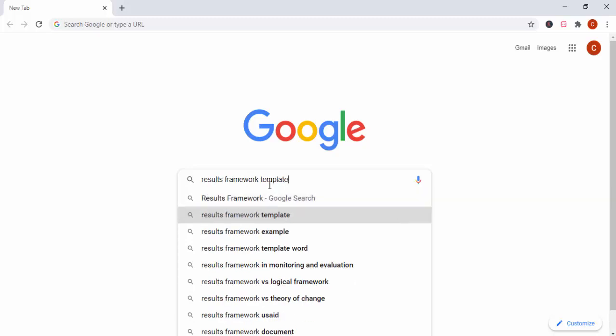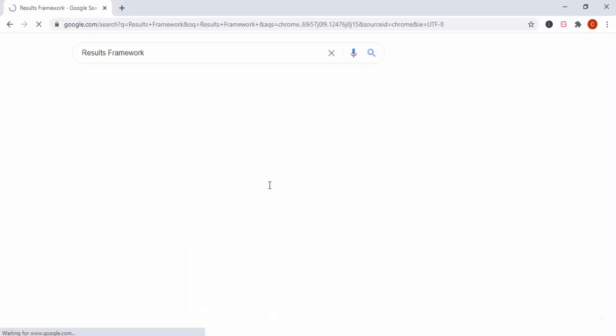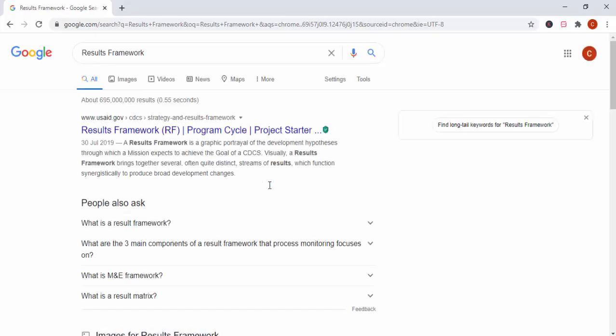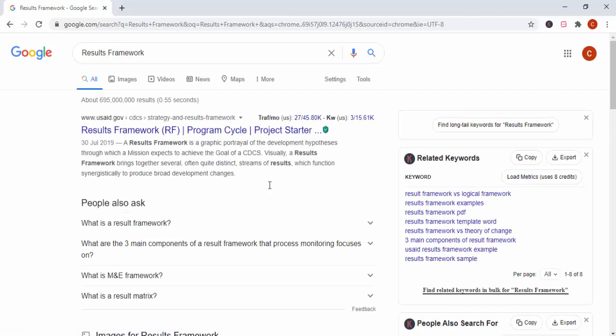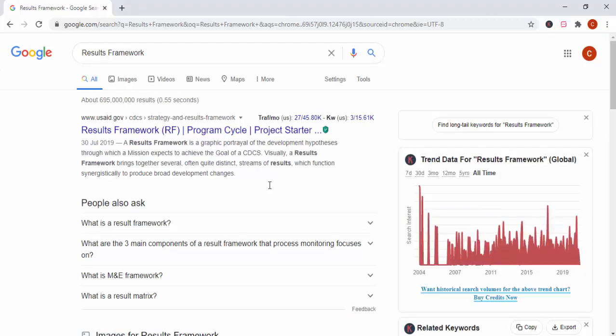And many people are searching for this term. You've got results framework template, results framework example template. So you probably will find a template for a results framework. I'll try by all means to come up with a template for you, my friends, because I know you may need this in your future.